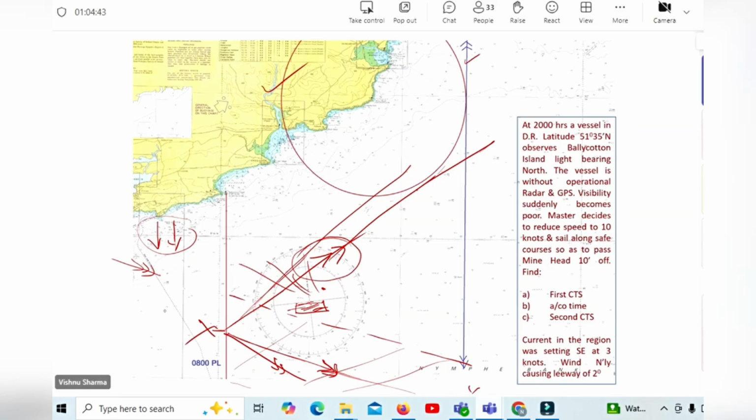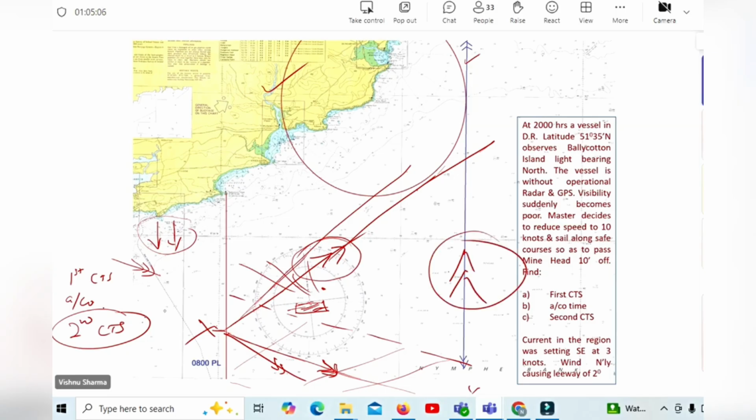So first CTS, everybody will get differently depending on where you have plotted the CMG. Alteration time, everybody will get differently because the distance to be made good will be different for different people. But second CTS will remain the same because ultimately the second CMG will be this only. Second CMG is not going to change for anybody. Is that clear, beta? And if second CMG is same, second CTS should also be same barring the plotting errors. Am I right? Yes or no?